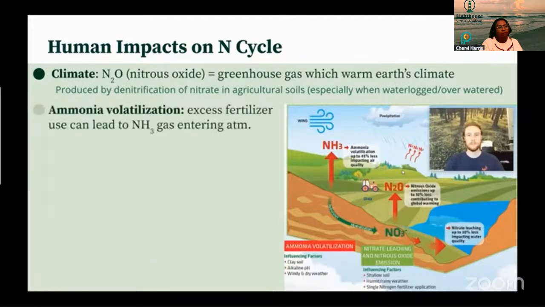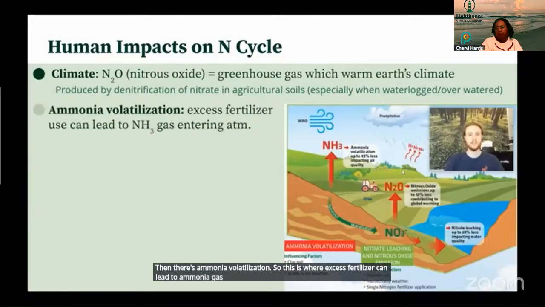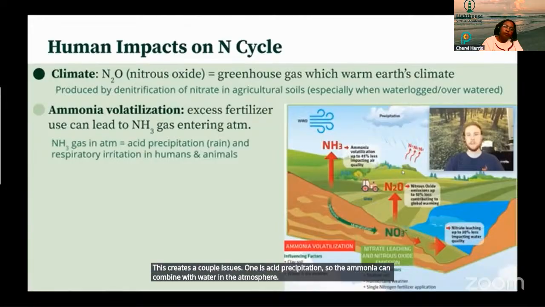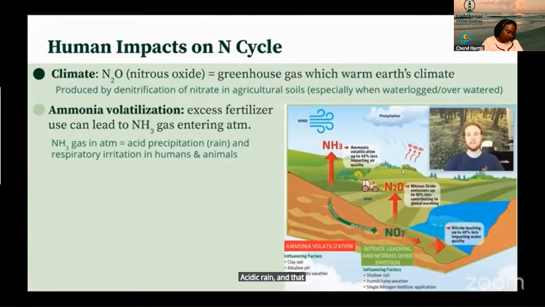Then there's ammonia volatilization. So this is where excess fertilizer can lead to ammonia gas actually entering the atmosphere. This creates a couple issues. One is acid precipitation. So the ammonia can combine with water in the atmosphere, fall to earth as acidic rain, and that can create a lot of environmental issues.